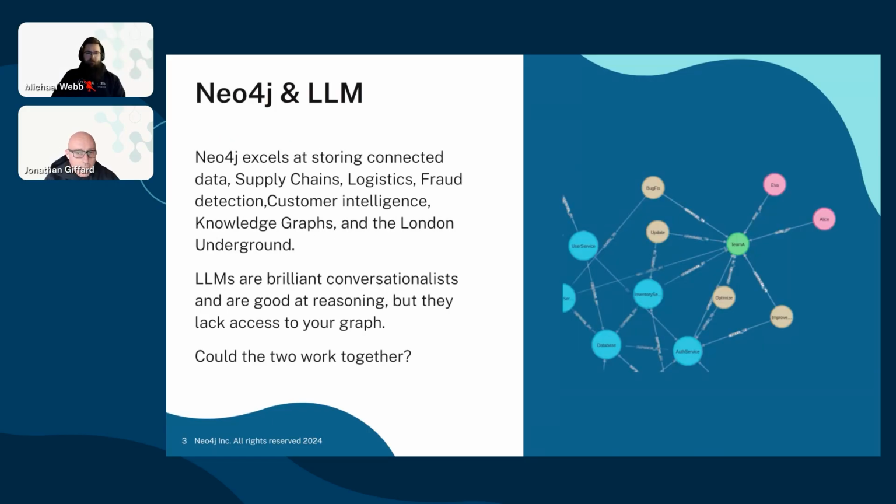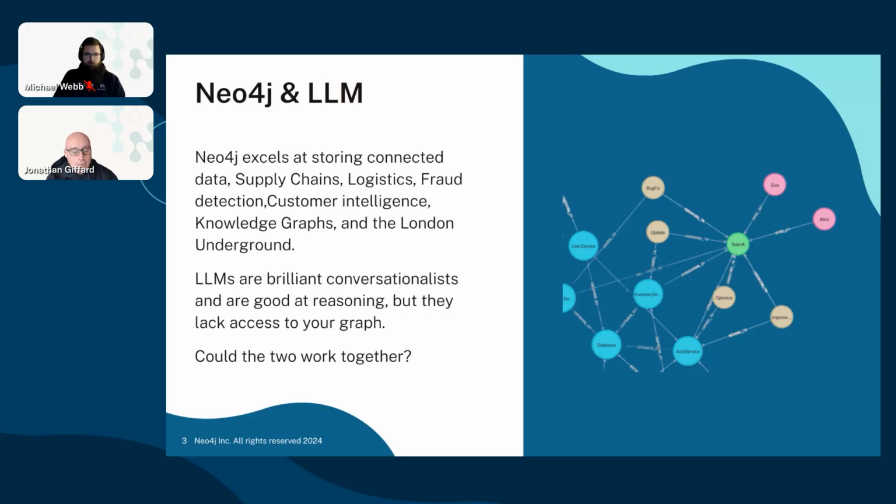So when we think about connected data, we think about graphs, and we think about Neo4j, being the purveyor of the best world-leading graph technology. And yes, I am paid to say that. And Neo4j really excels at storing your connected data. So examples could be supply chains, logistics, fraud, customer intelligence, social networks, and in our example, the London Underground. So it's really good at doing that.